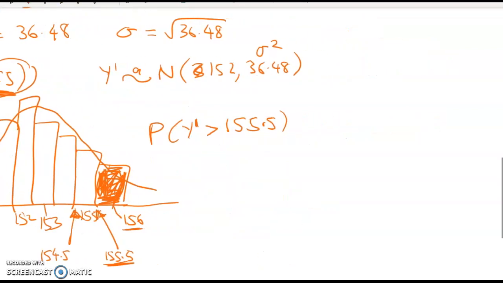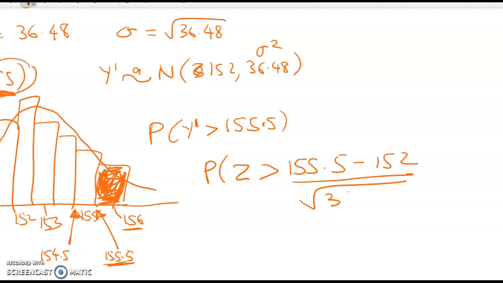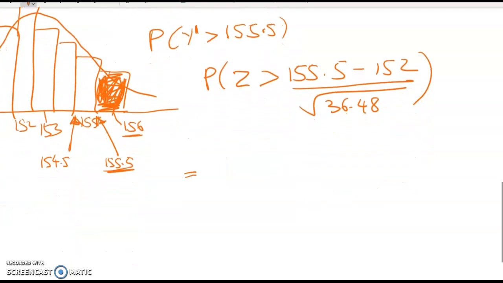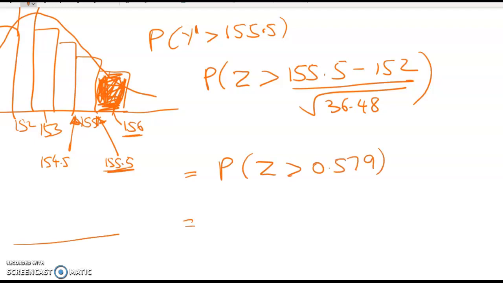So from here, it's pretty plain sailing. The Z thing works just as it usually does. So we standardize: we go 155.5 minus the mean divided by the standard deviation. This part of the question should feel really good. I bet you're switching off the video. Just watch to the end. Okay, that gives me the probability that Z is greater than 0.579. Sketching that, we want this bit out here, which means we want 1 minus phi of 0.579.